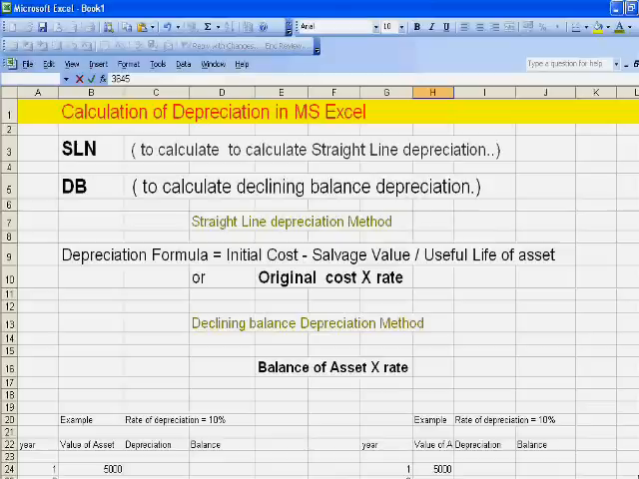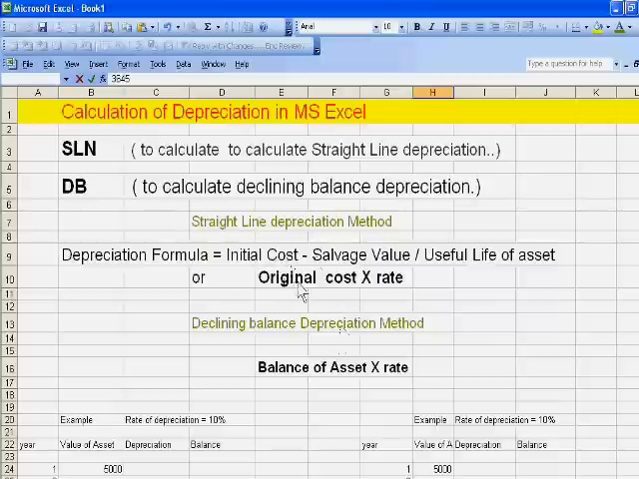Dear students, today we will calculate depreciation in MS Excel. There are two methods for calculating depreciation. First is the straight line method and second is the declining balance method.